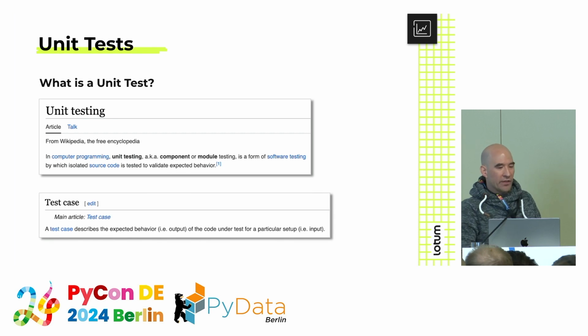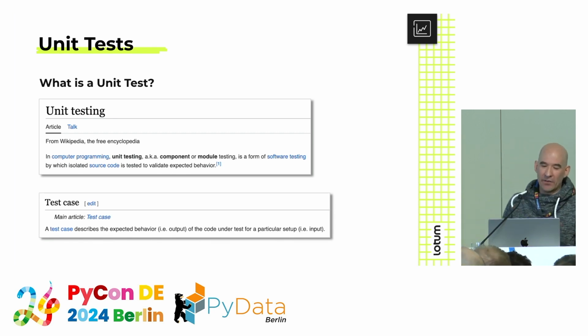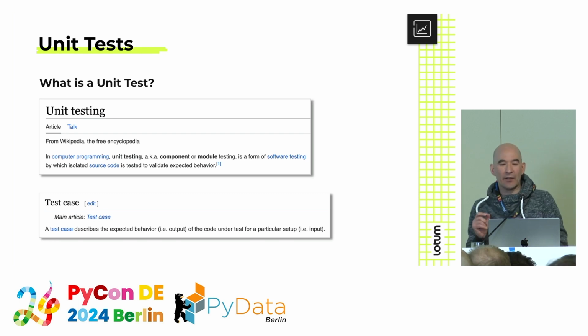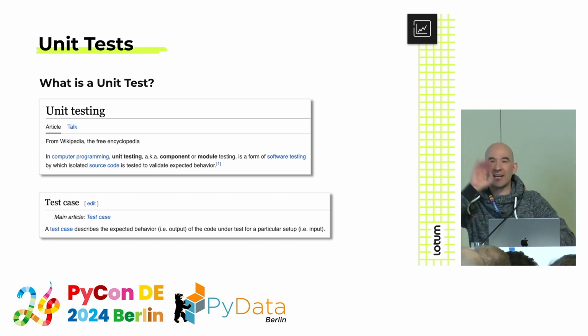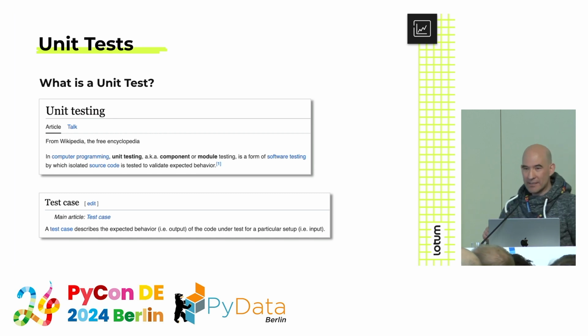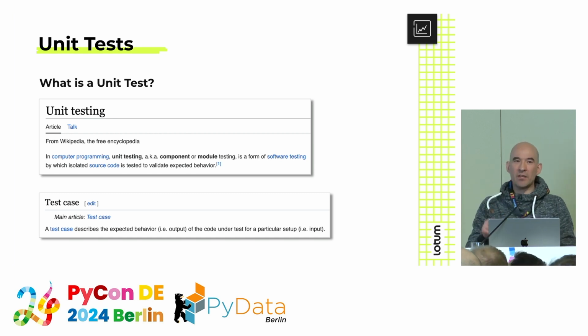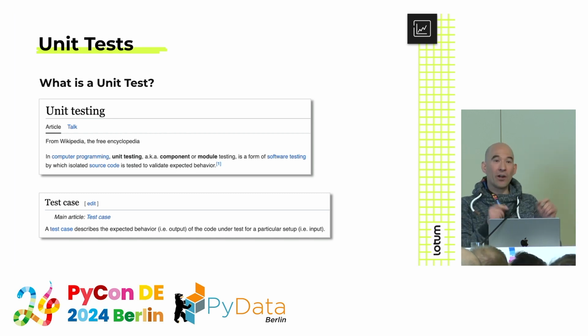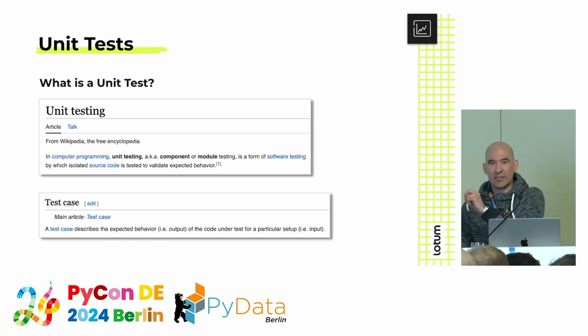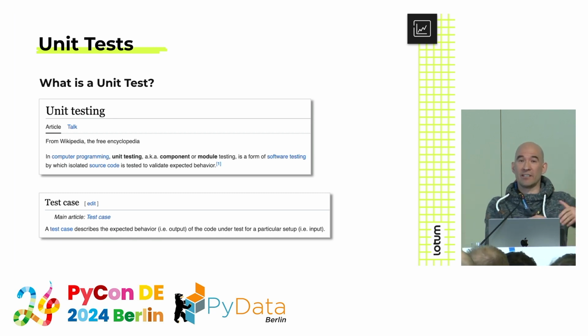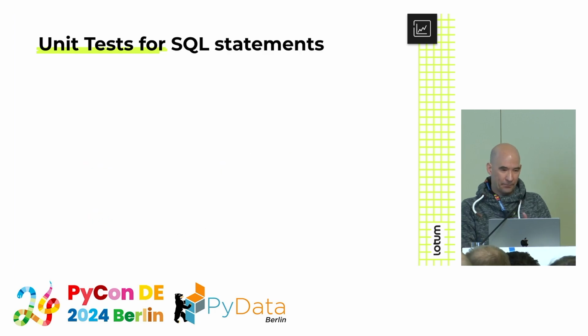And also, according to Wikipedia, a test case describes the expected behavior, and this is the output of the code under test for a particular setup. And this is the input. And that's exactly what I want. I want to test whether my SQL statement behaves as expected for a given set of input by checking if it delivers a given set of output. But I don't want to do this for an entire database table. I want to do this for a very small, well-defined set of input data.